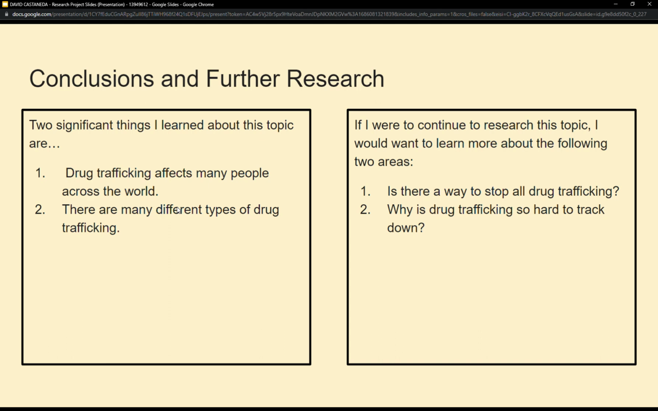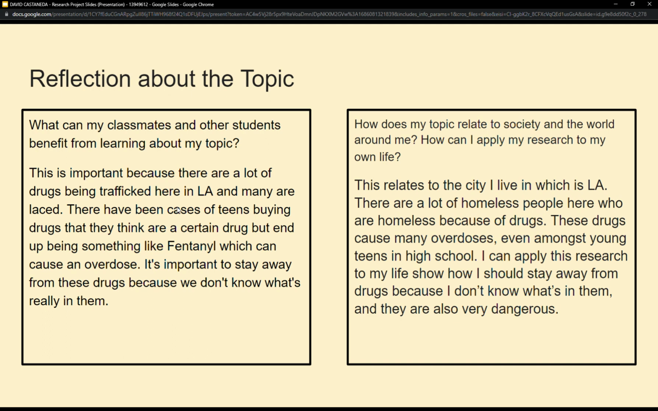So some of the conclusions I had was that drug trafficking affects many people across the world, and there are many different types of drug trafficking. If I was to continue researching this topic, I would want to know why it's so hard to track drug trafficking down, and is there a way to stop all drug trafficking across the world? This relates to classmates, and they could learn from this because there are a lot of drugs laced with fentanyl because they're drug trafficked here, and they're just given to people, and you don't really know what's in them, and it could cause overdoses. There's been cases, and it's just sad to see.